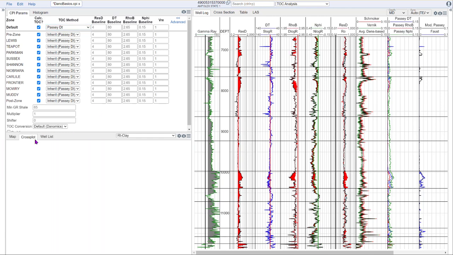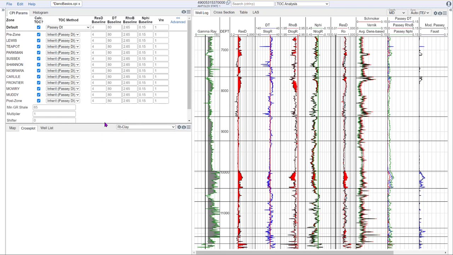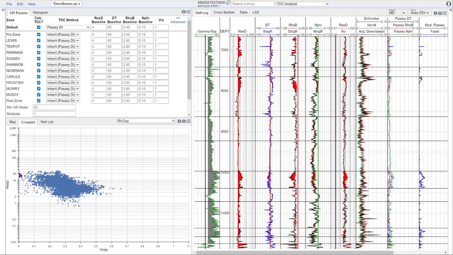So to get started, let's look at a cross plot because we want to set our resistivity of clay first. And so here we can see we have our clay resistivity. And at our highest clay values, we've got around 3.5 to 4 ohms of resistivity. So we can come in here and we can set that value at 4 ohms.